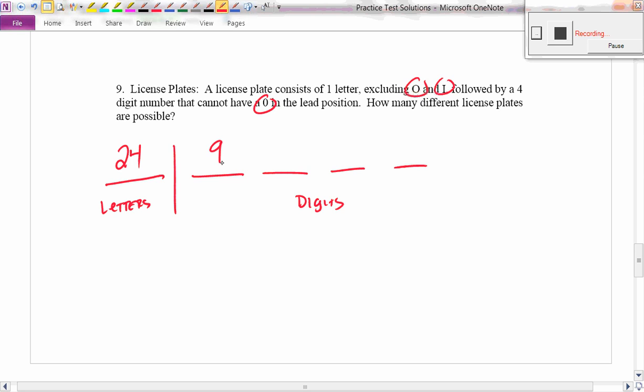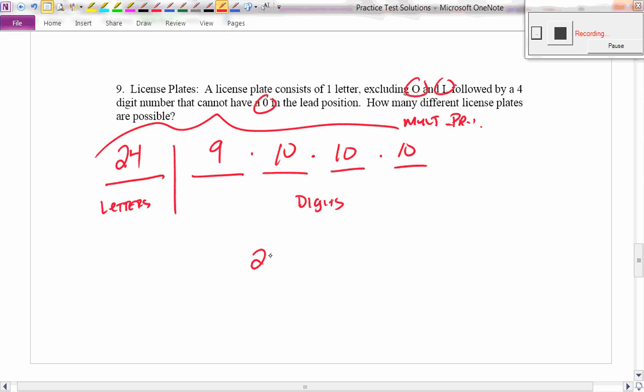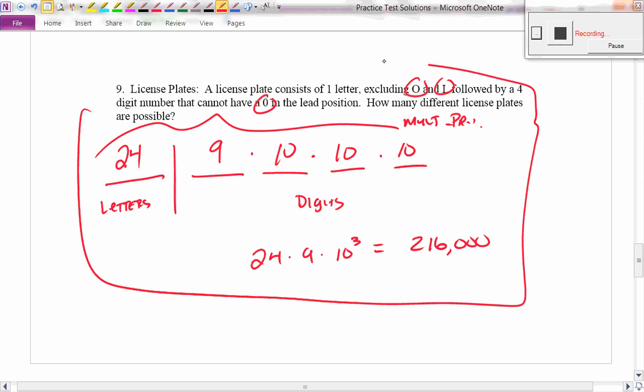So this leaves me with only 9 choices. But everything else, I have 10 choices that I can use from, right? Because there's 10 digits. All of this is the multiplication principle. So we multiply it all together. So that's 24 times 9 times 10 to the 3rd, which happens to be 216,000.